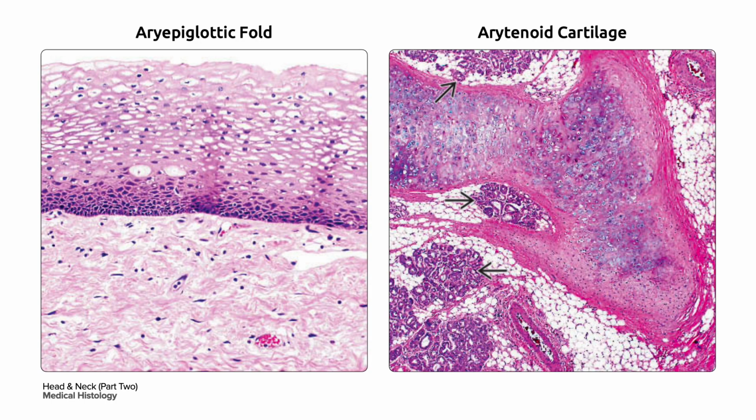On your left are the aryepiglottic folds that are part of the supraglottic larynx, extending from the epiglottis to the arytenoid cartilages. They are usually lined by stratified squamous epithelium without keratinization and have less numerous minor salivary glands in the subepithelial stroma. They represent one of the mucosal margins in laryngectomy specimens.